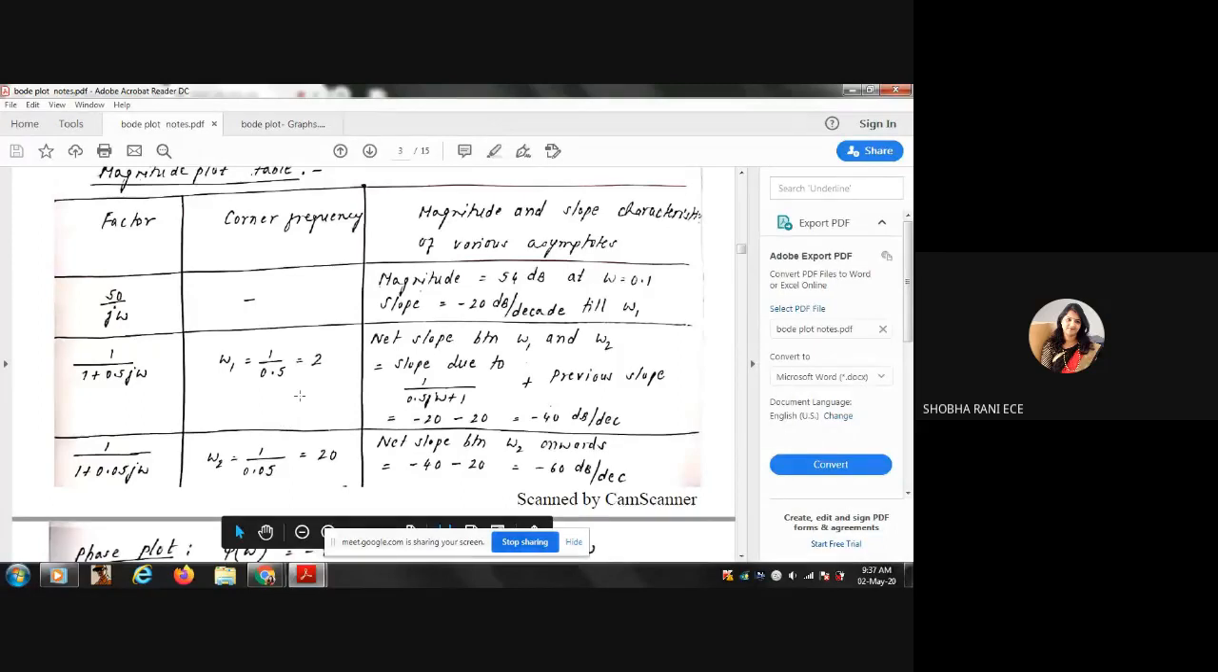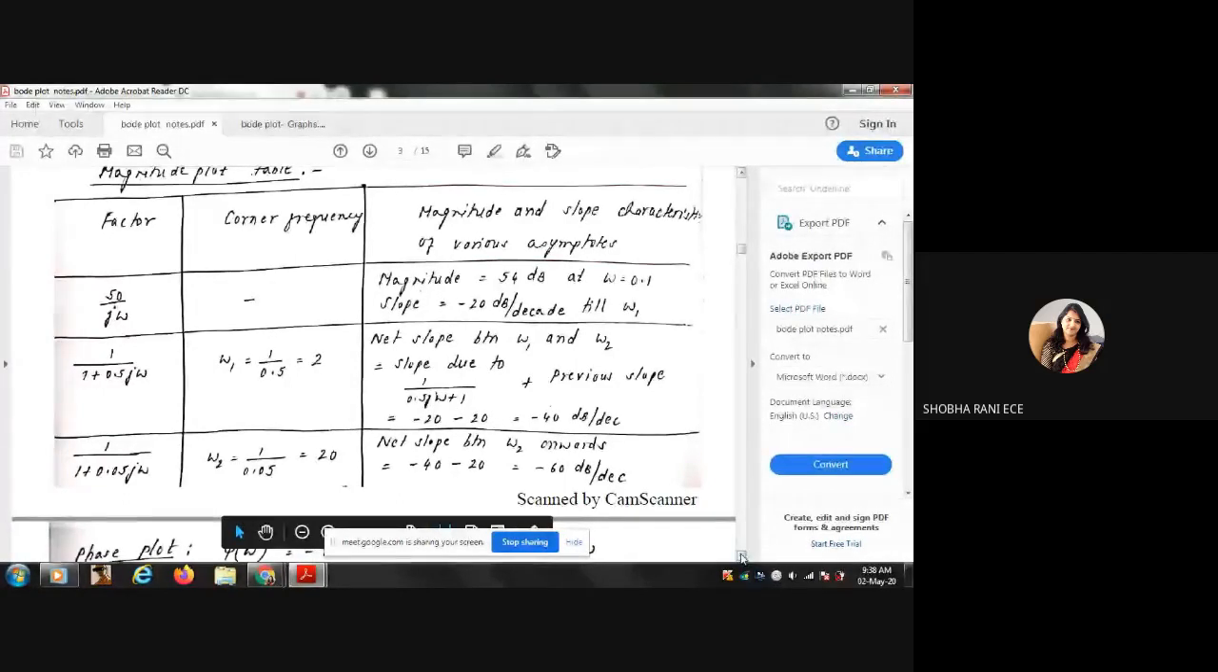Based on the corner frequency, we arrange the factors in ascending order. Now the next thing is to find the slope between omega 1 and omega 2. That is the slope due to this factor. Since we have j omega in the denominator, it is minus 20 dB per decade plus the slope due to the previous factor. The previous slope is minus 20, so it is minus 40 dB per decade. For the last one, from omega 2 onwards, it is the slope due to this factor, minus 20, and the previous slope is minus 40. So it is minus 60 dB per decade.